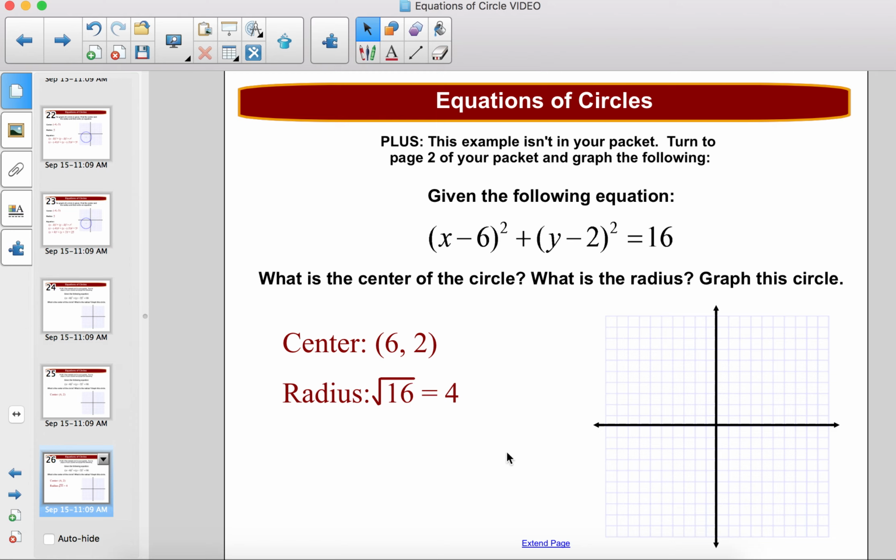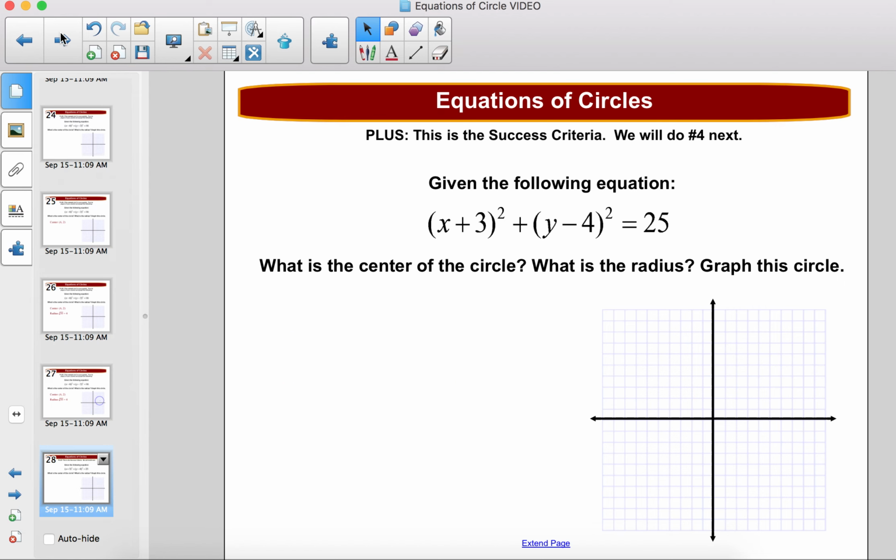Once you have those, you can graph it. Go ahead and find 6, 2 on your graph, and go 4 every direction and draw a circle. Believe I did it correctly. I think so. 4 every direction. Good. All right, here's another one like this.